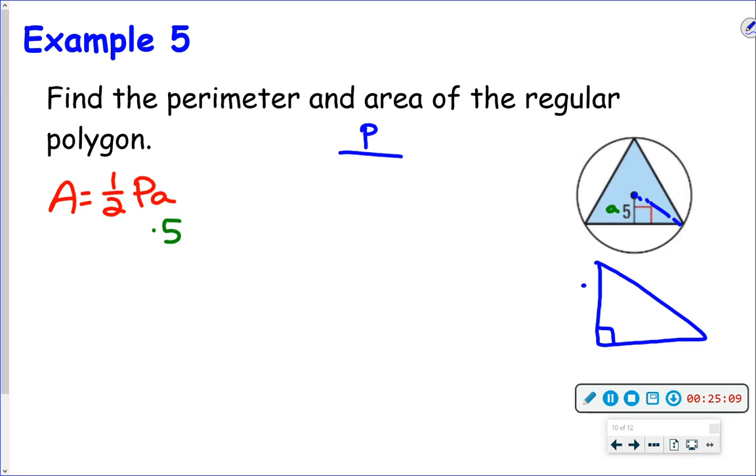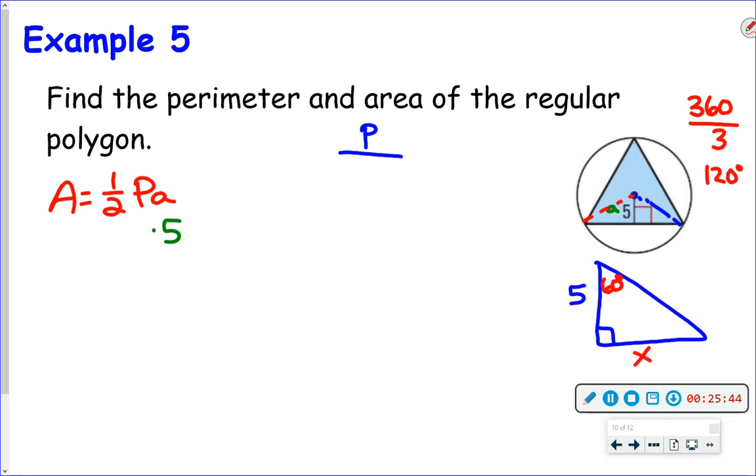So we got 5. So we need some angle measurements. So we're going to do that central angle trick where I take 360 and divide by the number of sides. How many sides are on your triangle? All right, 360 divided by 3, 120. Now that's the whole angle. What's just half? 60. And we need sides. I need this bottom of the triangle, so I'm going to put X here.